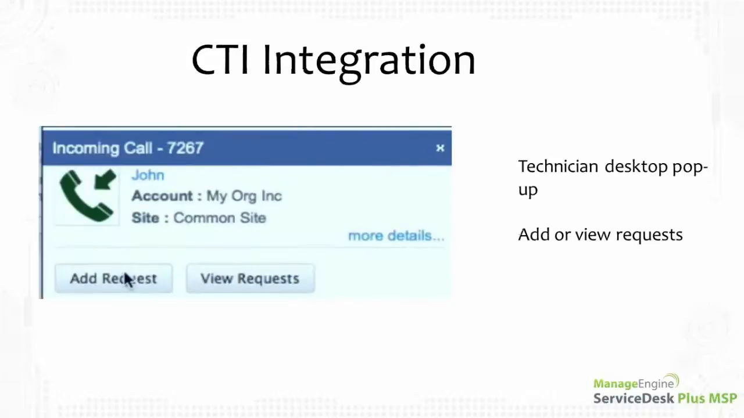And this is not it. There is also another option: once you go into the tool, if you want to make an outbound call, the request details section will also give you an option to choose that once you click on the requester name, and you can click on the number from there and do an outbound call. So these are the features available in CTI integration for now.